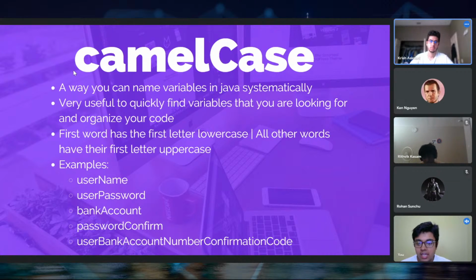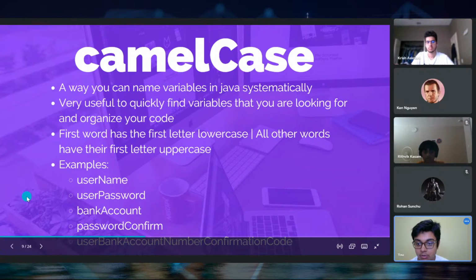So camel case is just a way of naming your variables, and specifically here in Java, it's a really good way to quickly find your variables, and it just makes your code look a lot neater. It's industry standard. Everyone in the programming world, even when you're just doing projects, you always want to use this type of variable naming scheme. So basically how it works is the first word has the first letter as lowercase, and all the other words in it have the first letter as uppercase.